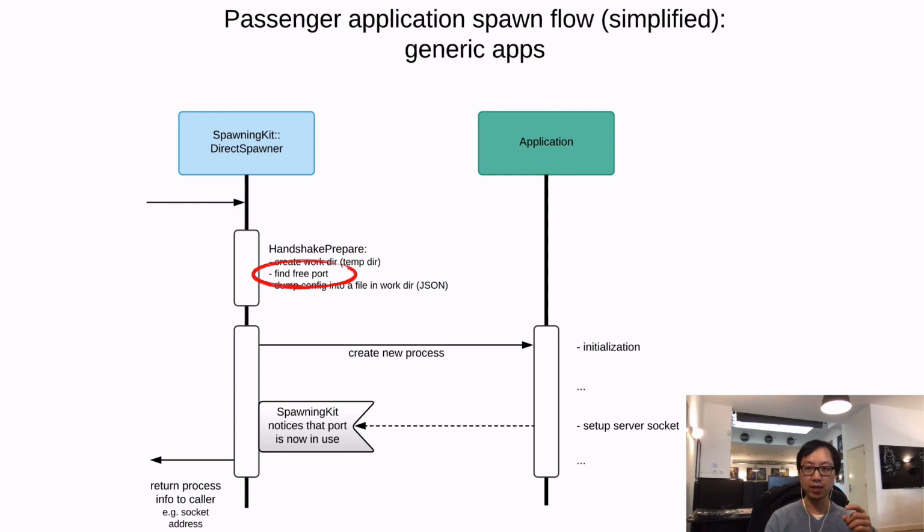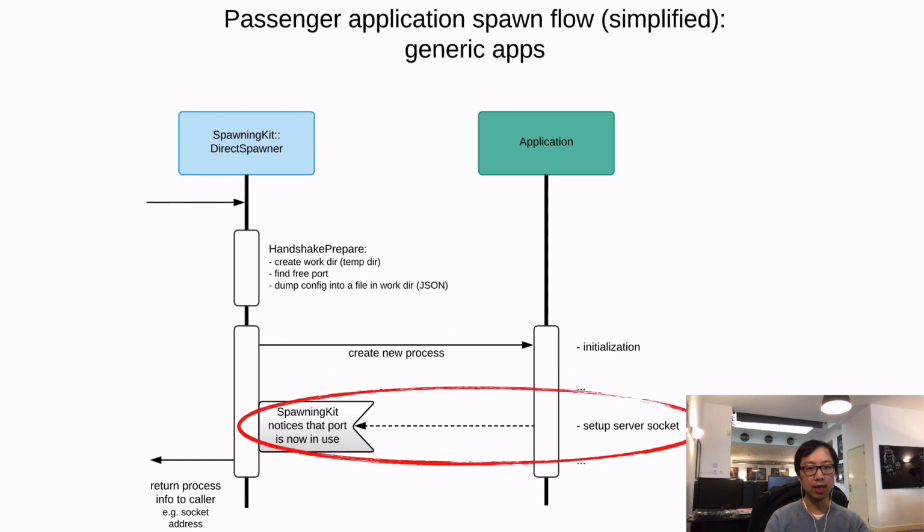In the preparation phase, SpawningKit looks for a free port on the system. SpawningKit does not execute a language wrapper. Instead, it executes the application directly using a user-supplied command string. The port variable in the command string is substituted with the actual port number found earlier. The app will do what it normally does. Meanwhile, SpawningKit waits until that port becomes in use. And when the app is done initializing and is listening on that port, SpawningKit will take that to mean that the app is ready, and then return to the caller.